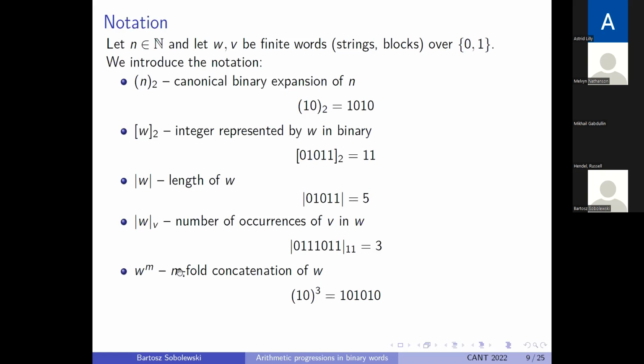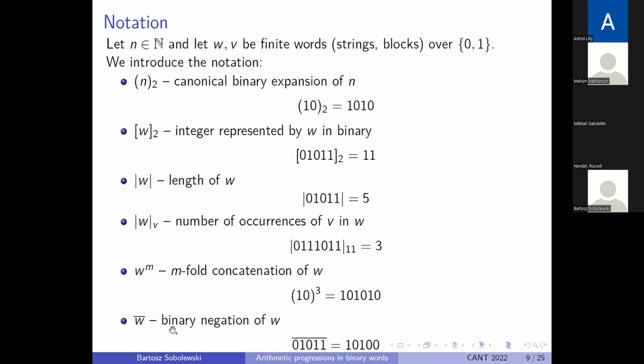Also, we write w to the power m to denote m-fold concatenation of the word w. That is the word w written m times. So, for example, 10 to the power 3 is 101010. And I will only write this in regard to the binary digits, so either 0 or 1. So there will be no confusion between this concatenation and exponentiation of integers.